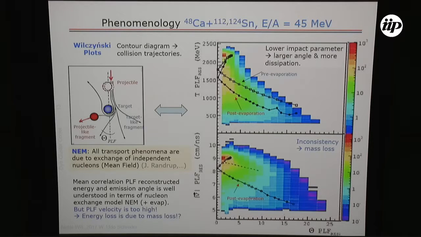But it turns out that wasn't quite as good as expected, because when you show the same two-dimensional plots, but now not plotted for the kinetic energy of the projectile-like fragment but its velocity versus angle, you can see that the calculations no longer fit the general mean values. So to get this kind of an energy loss, you need less of a velocity damping. Now, how can you get that? Keeping the velocity, but losing energy. Well, if the fragment loses mass, it will also lose energy at the same velocity.